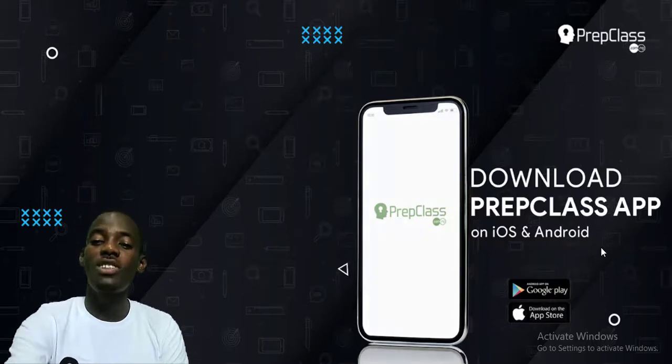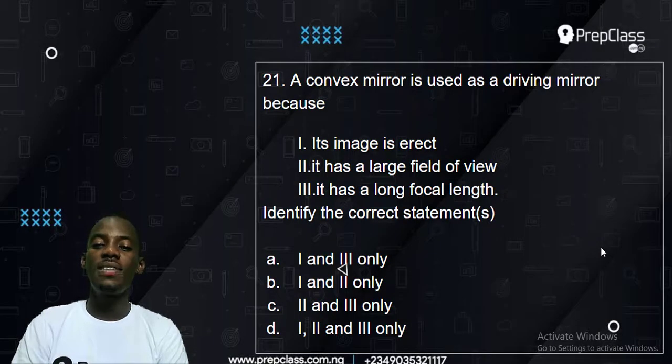So let's check number 21. It said a convex mirror is used as a driving mirror. Why do we use a convex mirror for a driving mirror? Why do cars have convex mirrors and not concave mirrors?